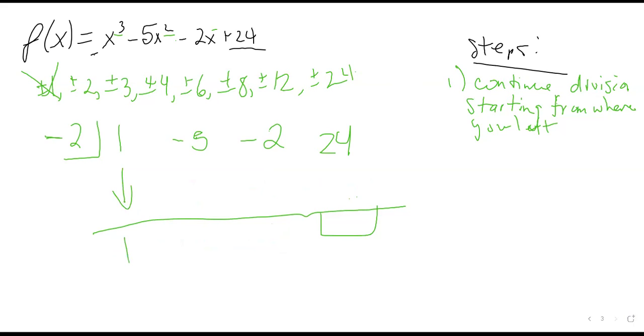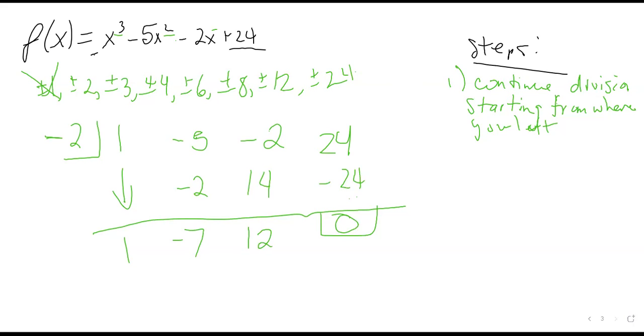So again, my 1 gets brought down. 1 times -2 is -2. -5 minus 2 is -7. -7 times -2 is +14. Now -2 plus 14 is 12. And 12 times -2 is -24. And 24 minus 24 gives me that 0. So it was -2, Alex. You steered us on the wrong path.